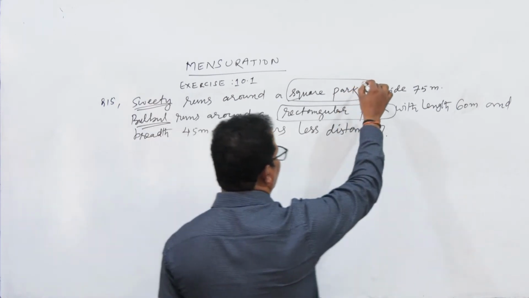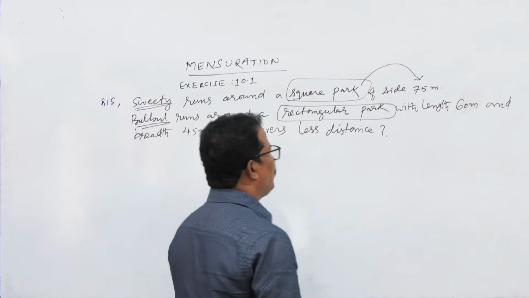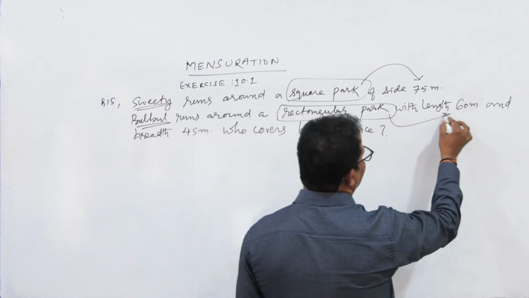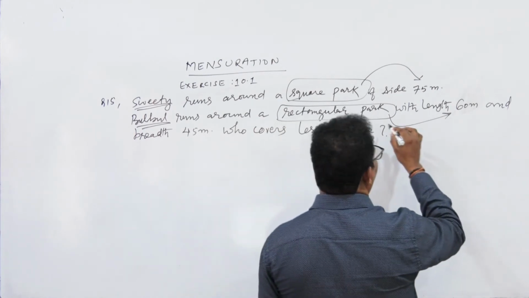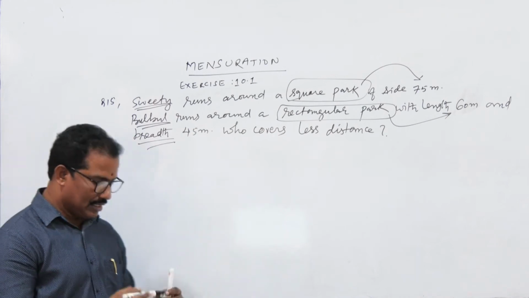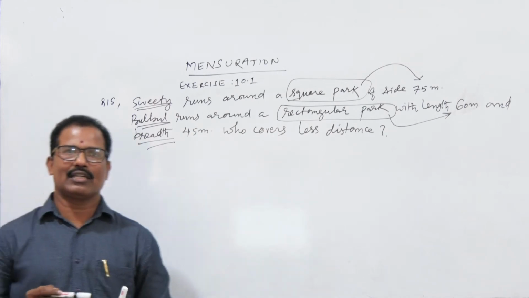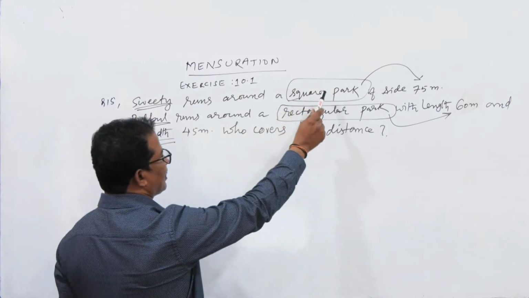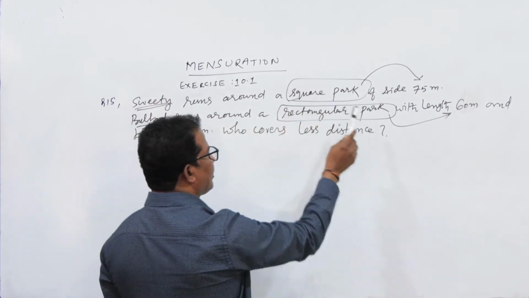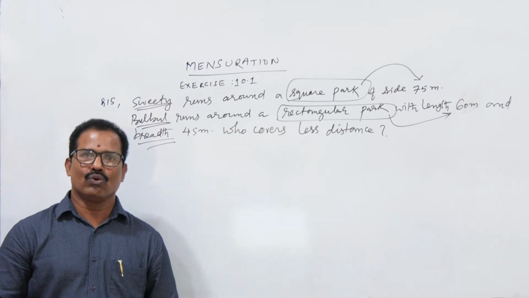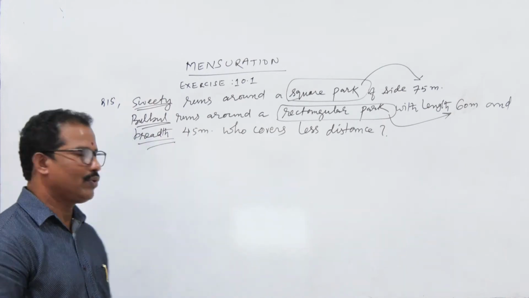So the side of the square park is given as 75 meter and the dimensions of this rectangular park are length 60 meter and breadth 45 meter. Who covers less distance? To find who covers less distance, we need to find the perimeters of both cases. That is the perimeter of a square park and the perimeter of a rectangular park. Then only we can see who covers the less distance. Understand all of you? Yes.